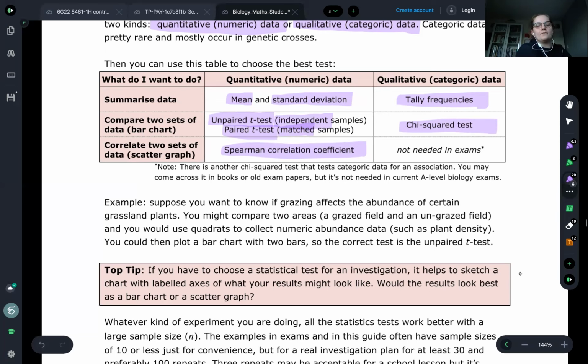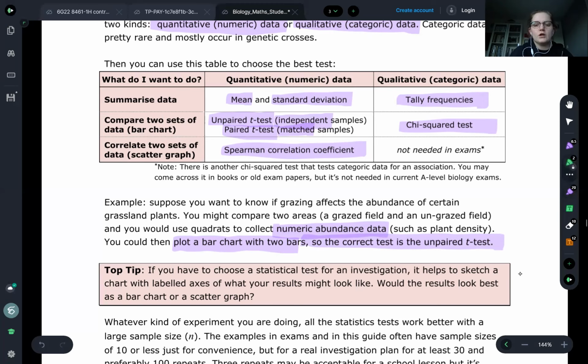So here's an example. You want to know if grazing affects the abundance of certain grassland plants, and you're going to compare 2 areas, a grazed field and an ungrazed field. You would use quadrats to collect numeric abundance data. That's really important, numeric abundance data. You could then plot a bar chart with 2 bars. So the correct test in this case is the unpaired t-test, and I'll talk about why now.